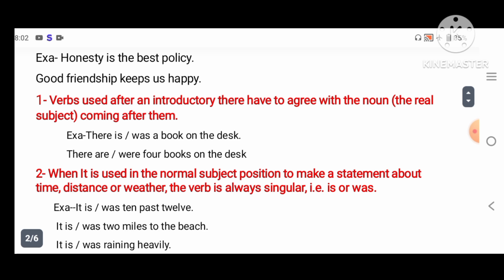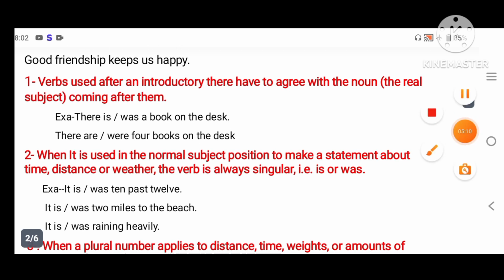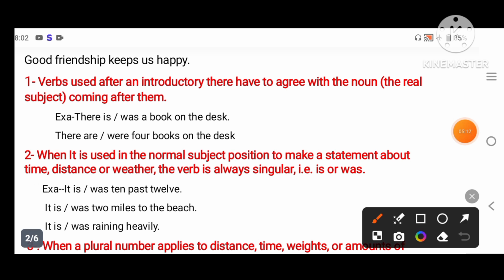So these are some rules which are written in your book. One by one we will discuss. Okay, first, what is the first rule? What does the first rule say?